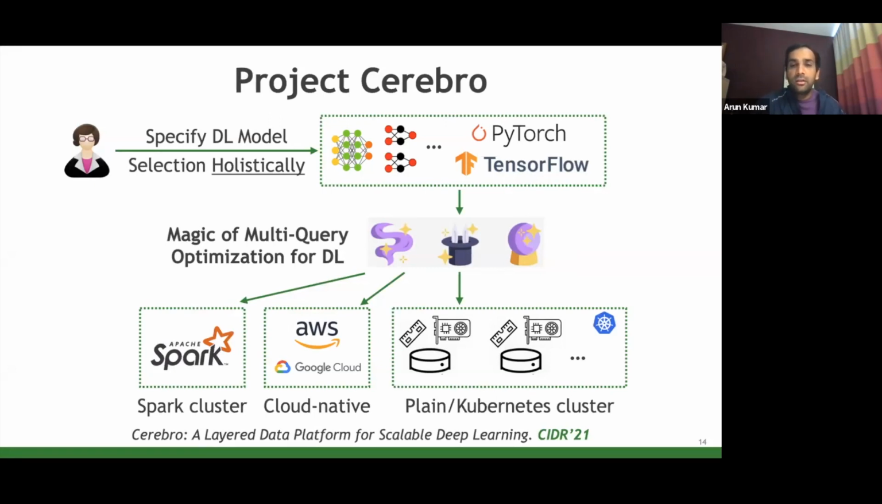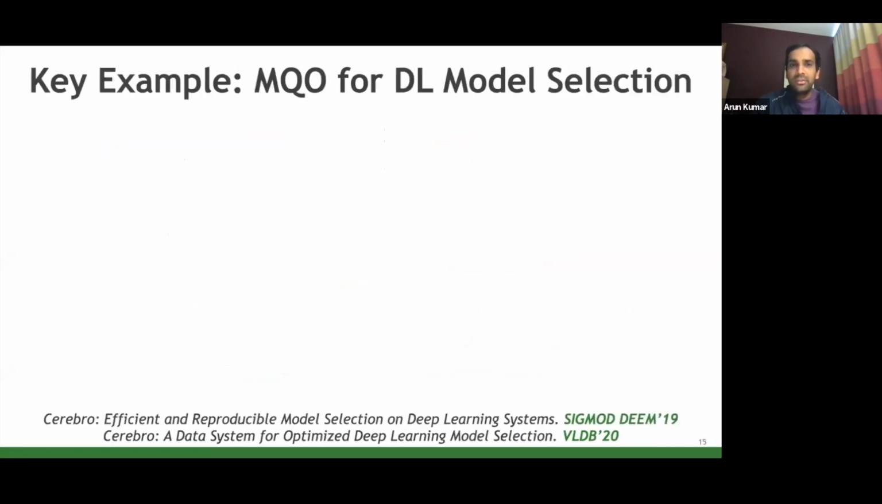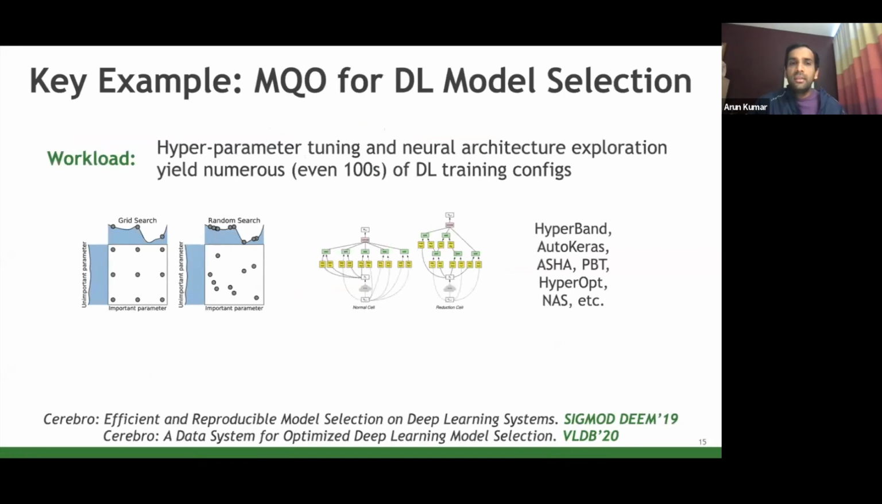Let me briefly talk about some of these multi-query optimization techniques. The first one that we published, for model selection, appeared at SIGMOD DEEM in 19 and VLDB in 20. The setting, like I said, is hyperparameter tuning or neural architecture tuning, where you train dozens, if not hundreds, of training configurations on your same training data and validate it on your validation data.